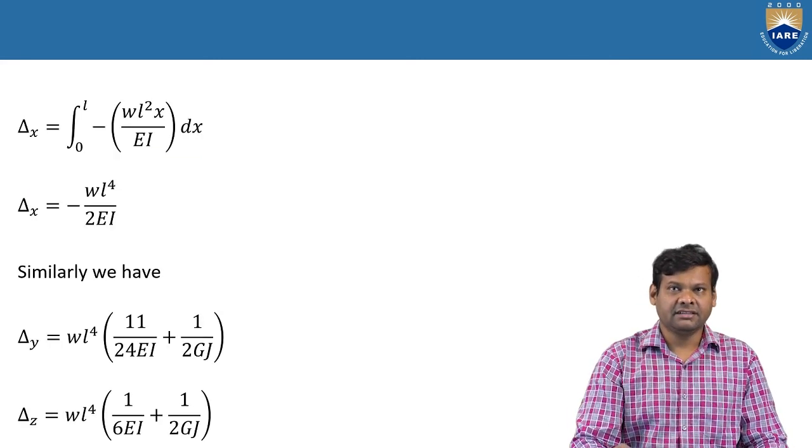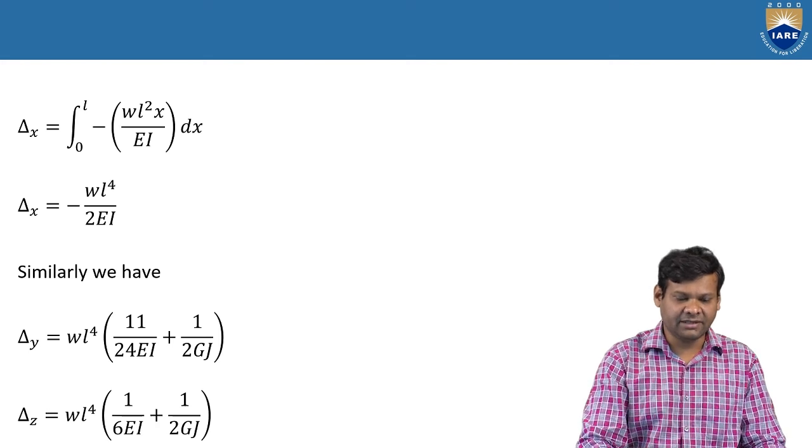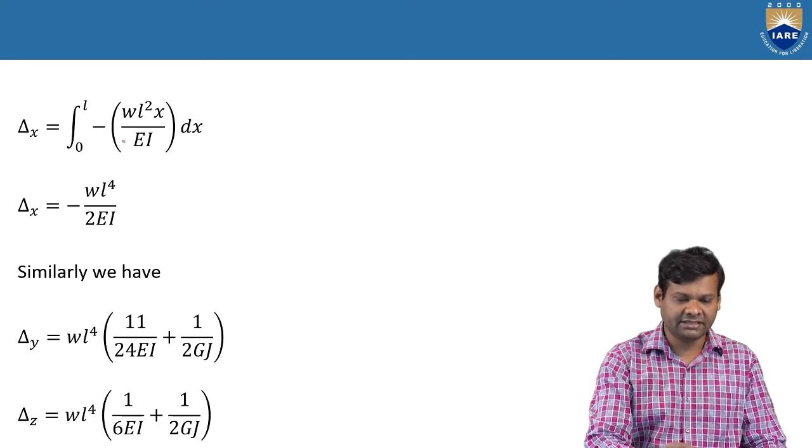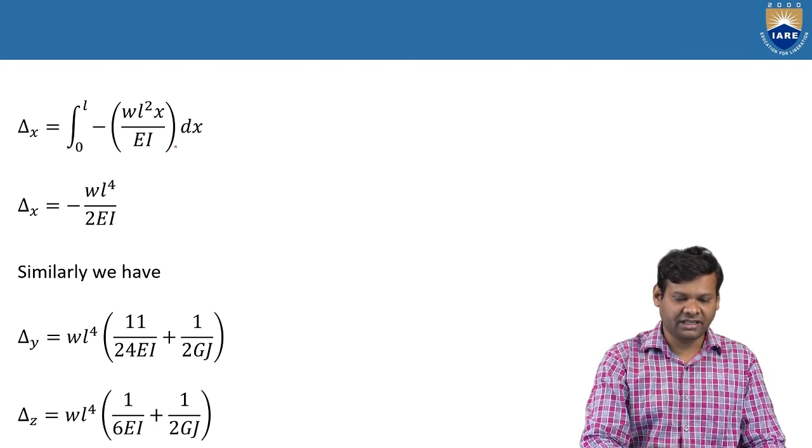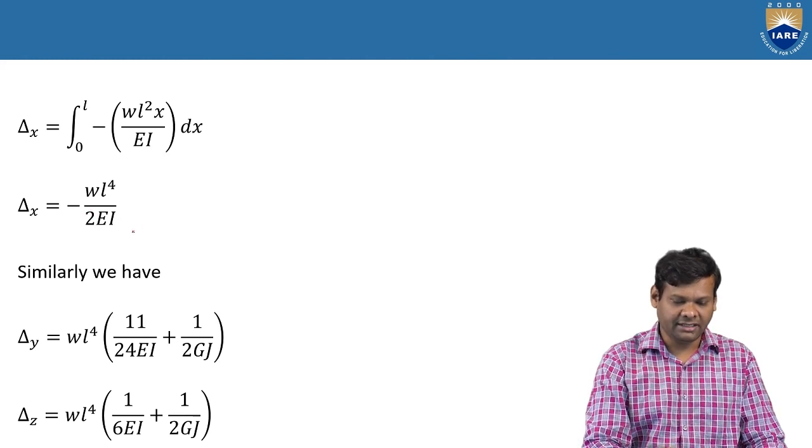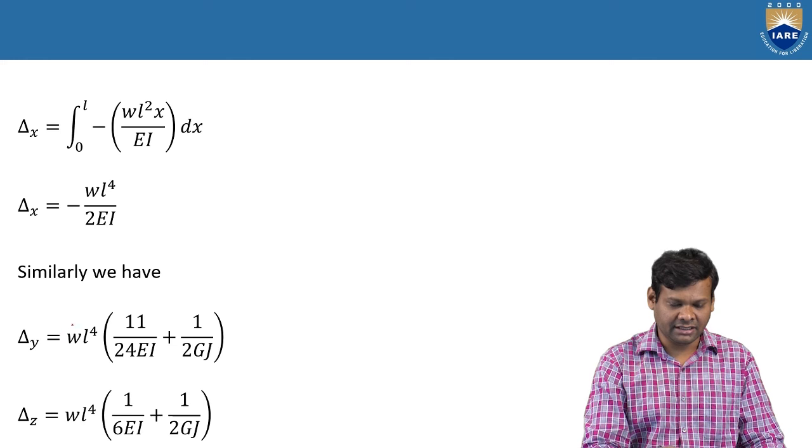Finally, the deflection delta x can be written as the integral from 0 to L of minus WL squared x divided by EI dx. After simplification, what we get is minus WL to the power of 4 divided by 2EI. Similarly, we have deflection in delta y and delta z.